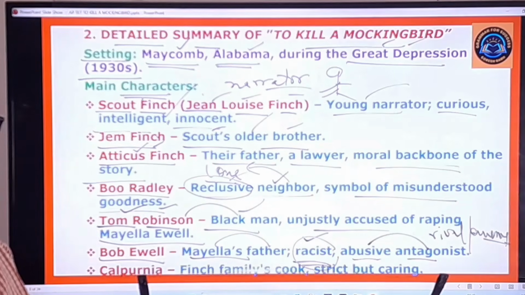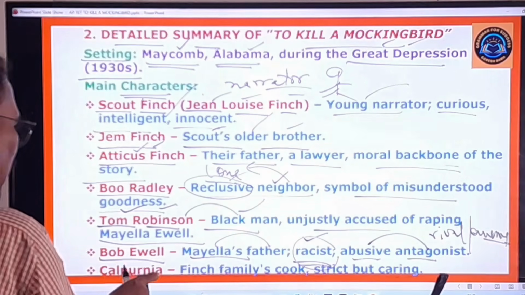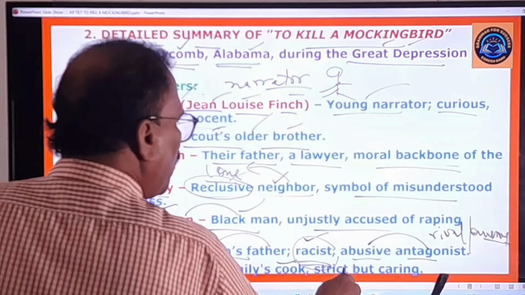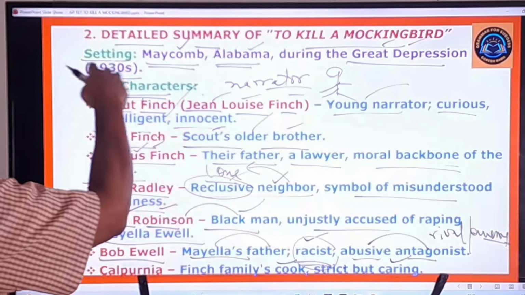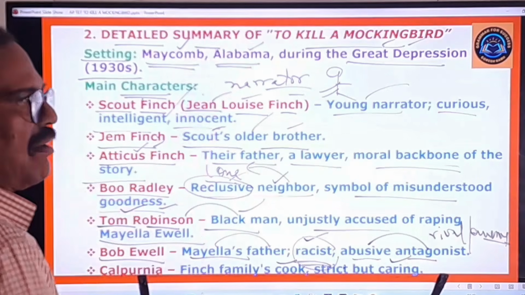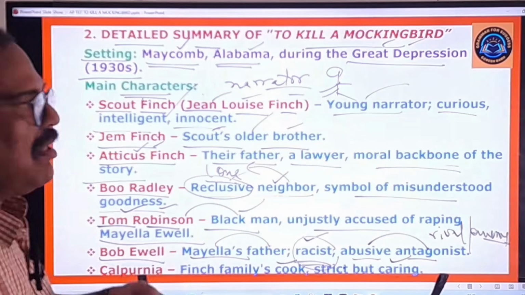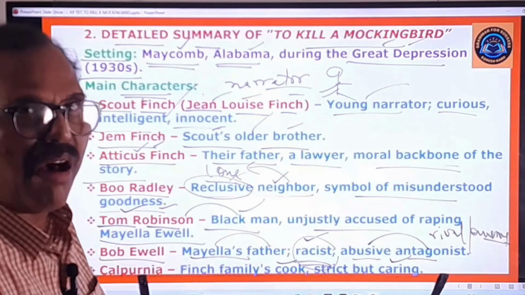And you go to the last character of this novel, Calpurnia, the Finch family's cook, strict but caring. So these are the very, very important characters of this novel, To Kill a Mockingbird. Now let us see how the story goes on.